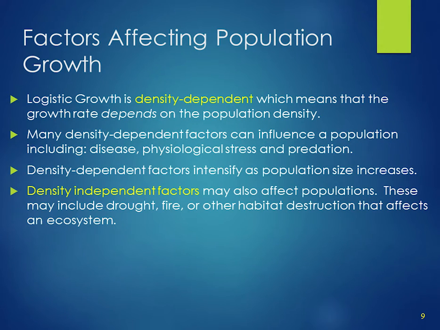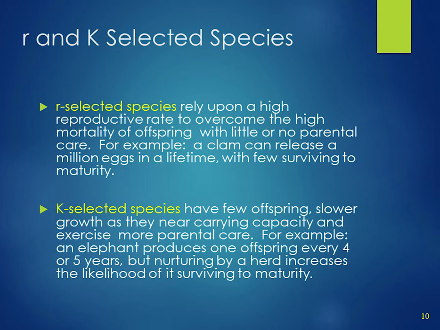Density-independent factors are those that affect the rate of population growth regardless of the density of the population. An example of this would be a drought that dries up a lake, killing all the fish. The drought was not caused by the density of the fish. How species respond to dependent versus independent factors.